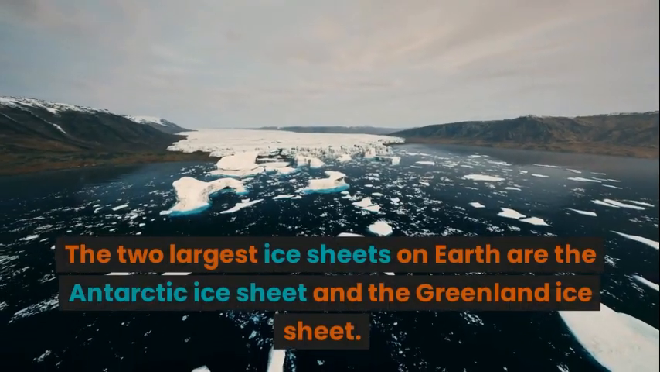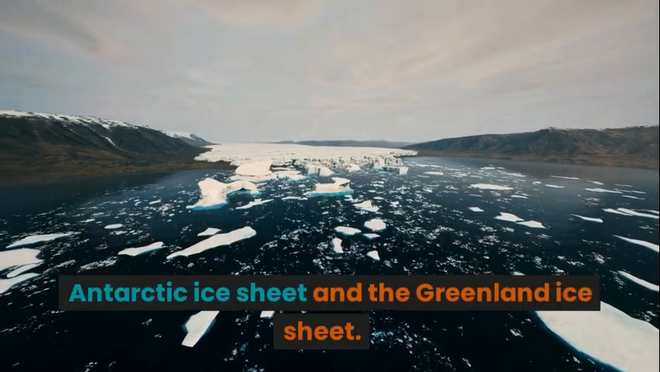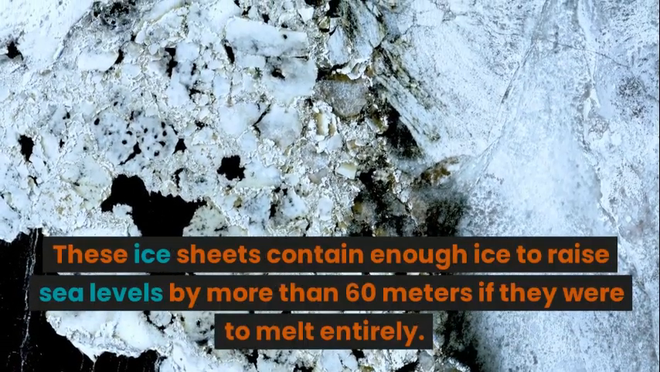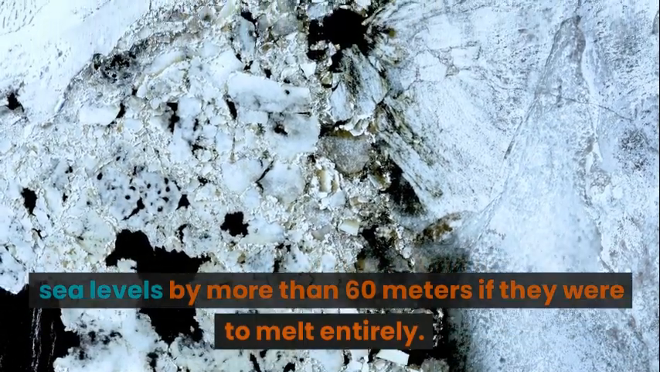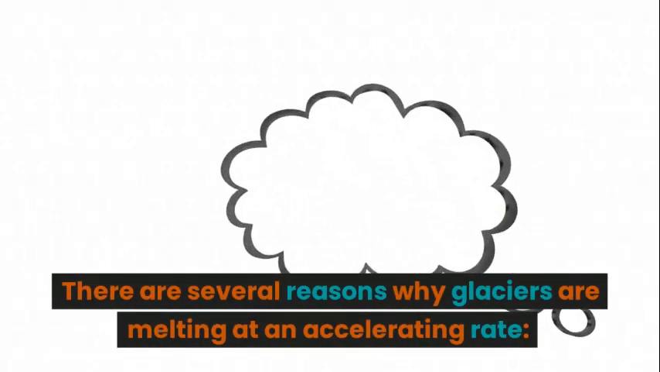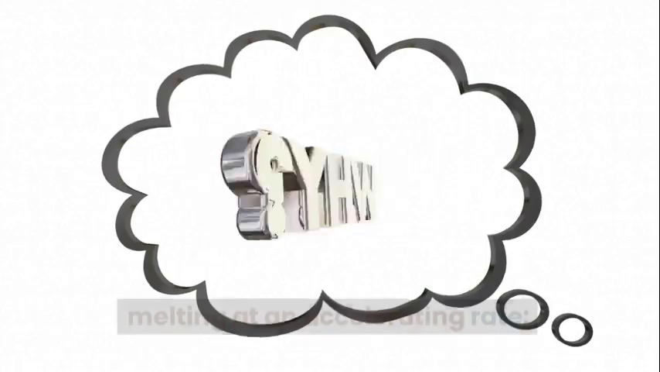The two largest ice sheets on Earth are the Antarctic ice sheet and the Greenland ice sheet. These ice sheets contain enough ice to raise sea levels by more than 60 meters if they were to melt entirely. There are several reasons why glaciers are melting at an accelerating rate.